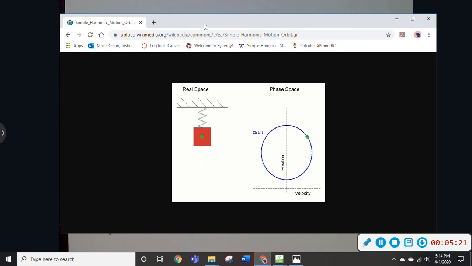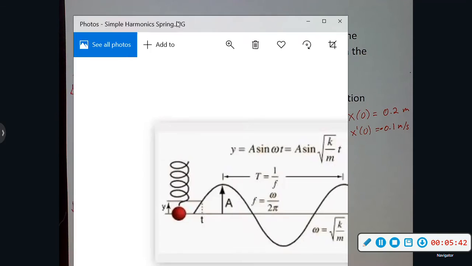Let's look at this spring. As the spring goes up, you can see the phase space and the orbit of this point if it was just wrapping around maybe a pole. So as it goes down, we see it hits the bottom and goes up. It's kind of making a circle, right? And if we take that over time, we get this.